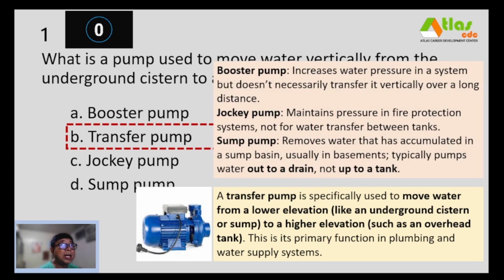Now, the other choices, booster pump is to increase water pressure in a system, but doesn't necessarily transfer it vertically over a long distance. Jockey pump, on the other hand, maintains pressure in fire protection systems and not for water transfer between tanks. And sump pump removes water that has accumulated in a sump basin, usually in basements, and typically pumps water out to a drain, not up to a tank.